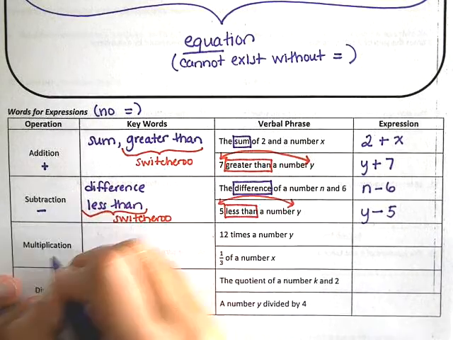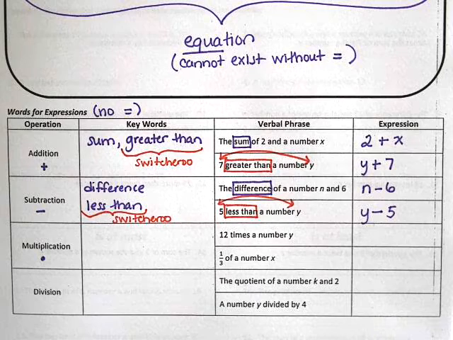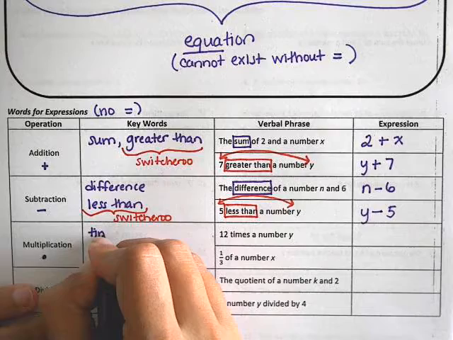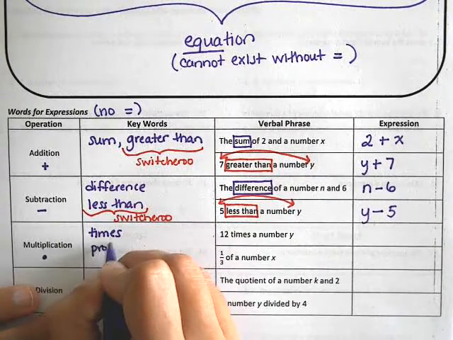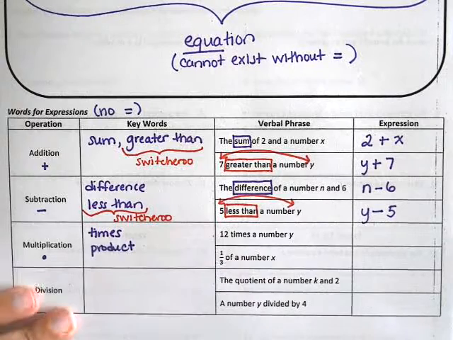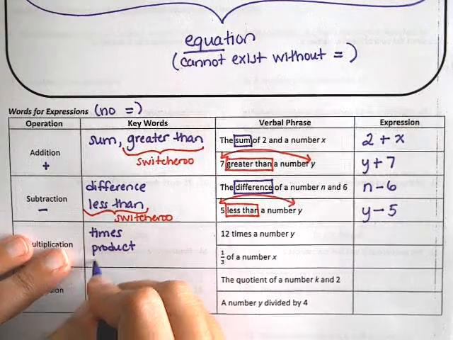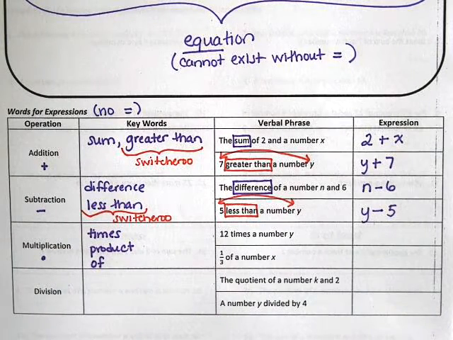Multiplication. Remember, we use a dot to mean multiplication. We don't use an x anymore because a lot of our problems actually have x's in them. One word in math that means multiplication is times. Another word is the word product. And the last word is the most popular word, and it's the word of. Even though the word of is a word that we use all the time, when we use it in math, it specifically means multiplication.